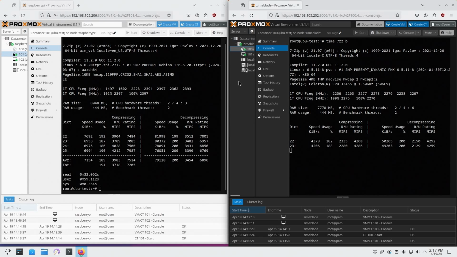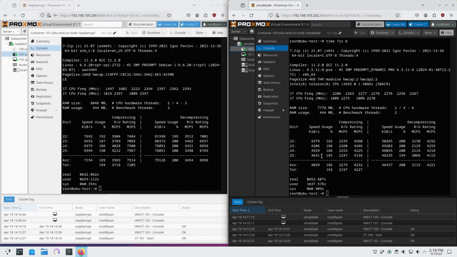So running this test on a container is pretty obvious. You could tell that this one is slightly slower by a hair. This is only 32 seconds. The average is 7.5, so it's slightly lower than running in a VM, which is totally opposite on the Zimablade, where you could see this is actually 4,000 instead of 3,900 on the compression, and decompression is 4,200. And the time instead of 57 is actually 52.